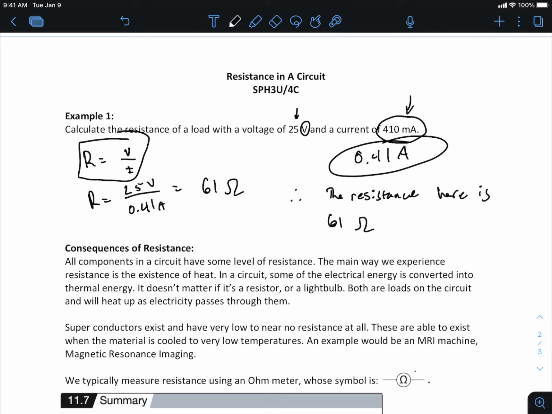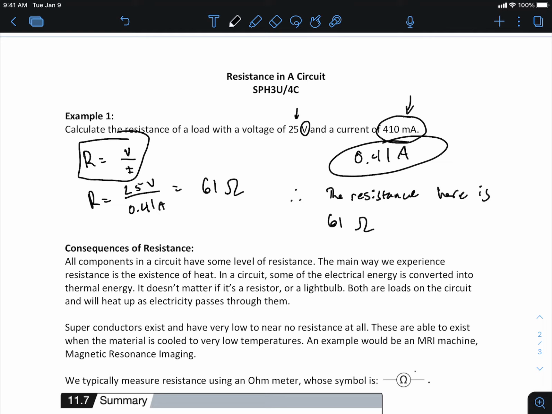But the other kind of light bulbs, you know, they're running electricity through a wire, and then the wire is giving off energy, right? That's how it lights up the room. But in that is also some energy lost to heat, or thermal energy, and so they're not the most efficient. Both are loads on the circuit, and they'll heat up as electricity passes through them, right? That's just one example. A light bulb is just one example of a load or some form of resistance that could exist in an electrical circuit.